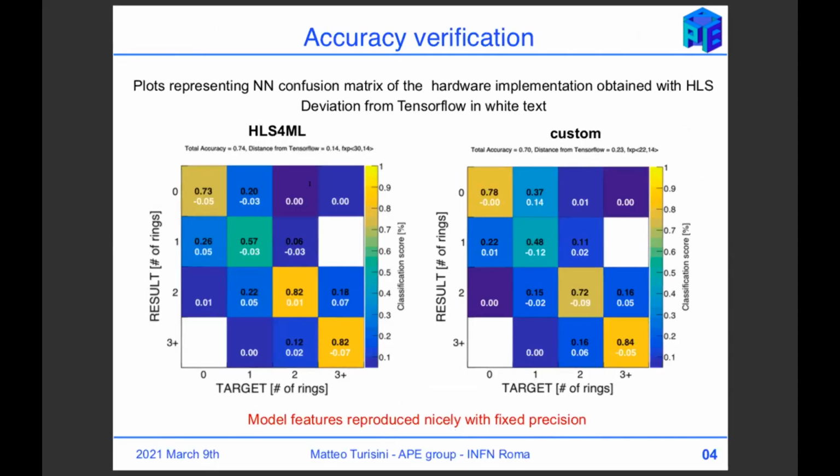So probably all of you know about the confusion matrix. This is used to check that the input classes are recognized by your algorithm, and you have HLS4ML and the custom implementation on the left and right side respectively, and the distance from the TensorFlow output is in white. The two algorithms are able to reproduce the features from TensorFlow, even if they are using fixed precision. And at this level, they look similar, but they are implemented with different hardware.